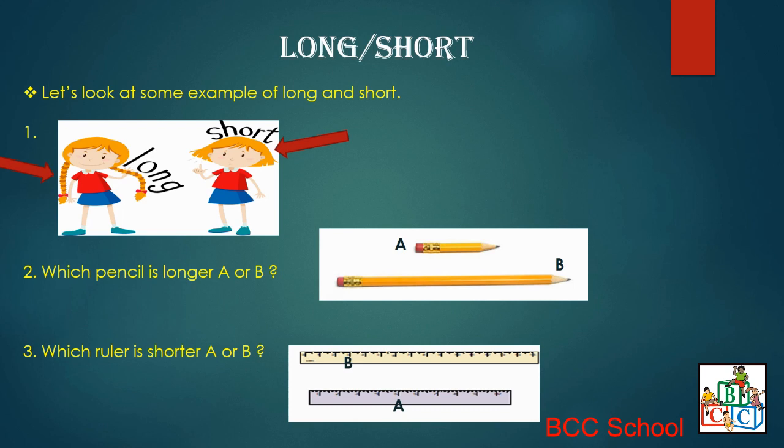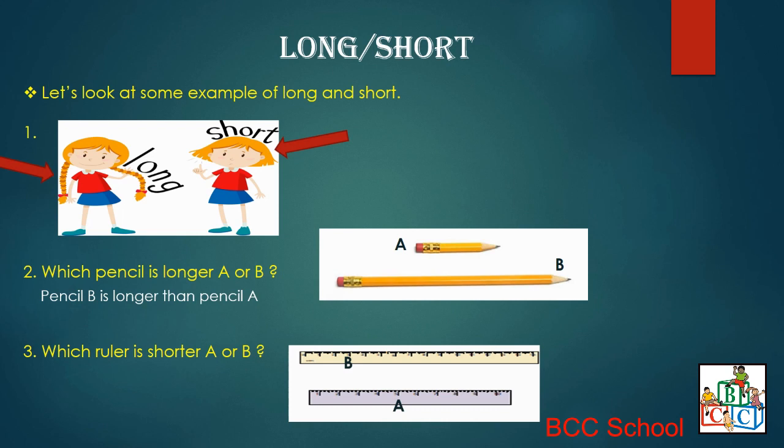Let's look at the second question. Do you see the pencils? One I have named A and the second one I have named B. Now you will have to tell me which pencil is longer, A or B. Yes, pencil B is longer than pencil A. Very good. Now you will have to write this in your copybook, and now let's read it together. Pencil B is longer than pencil A. Very good.